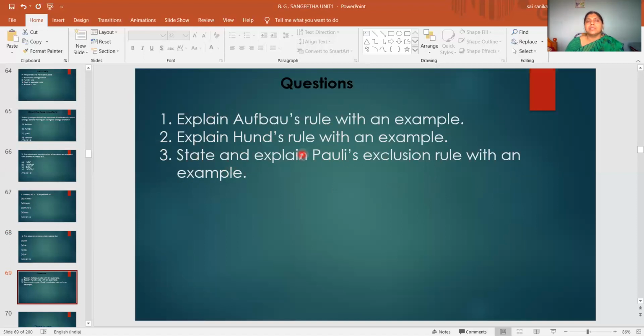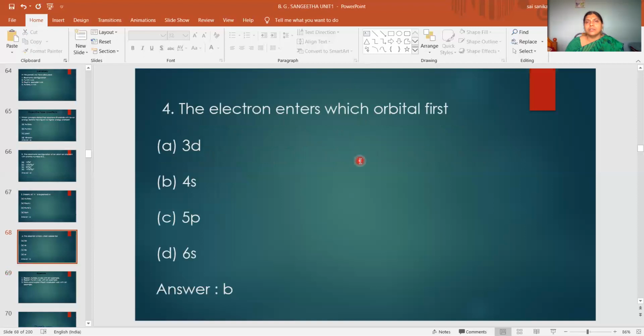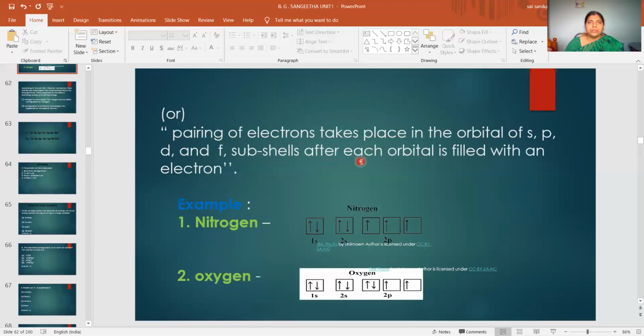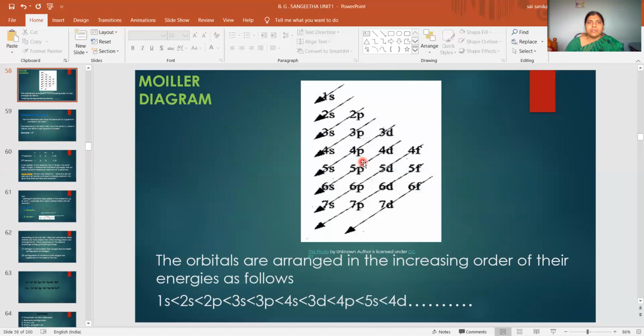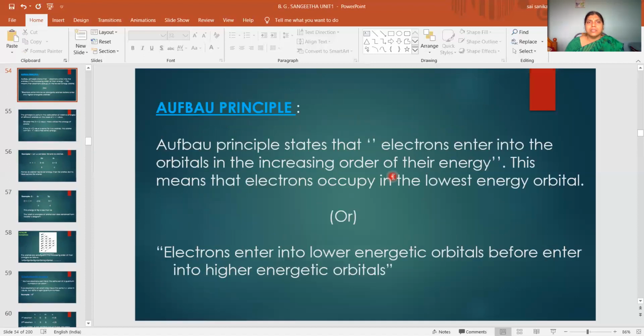Explain means a 5 marks question with an example. One example is enough. With 2 examples means 2 examples. Maximum, they will ask with an example. Okay, these are the 3 rules, very, very important. To write the electronic configuration, we follow these 3 rules.